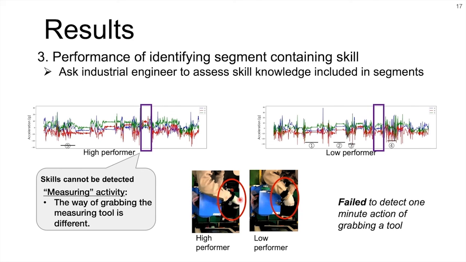However, there are some drawbacks of our method. For example, our method cannot detect the small-motion actions. In this case, the different ways of holding the measuring tool is an important skill, but we didn't detect it, as the movement of the wrist is very small.